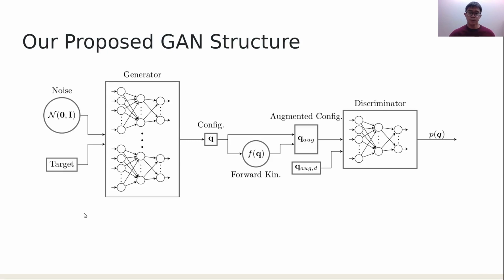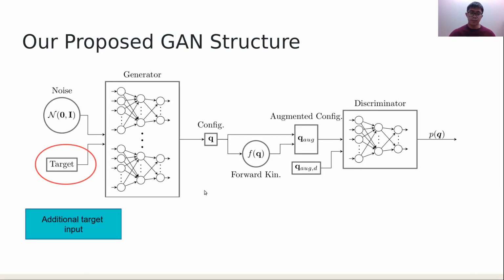This is our proposed structure of GAN with several modifications. First, we introduce the target end effector as an additional input to the generator, so that it's kind of a conditional GAN where the configuration that it produces corresponds to the target position.